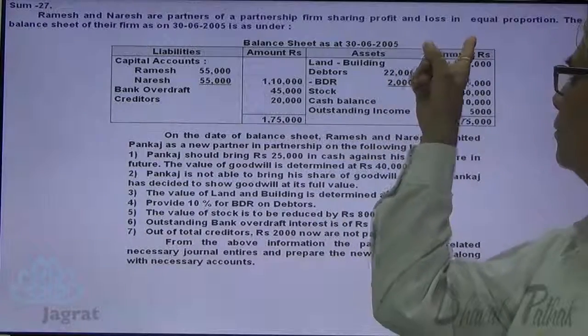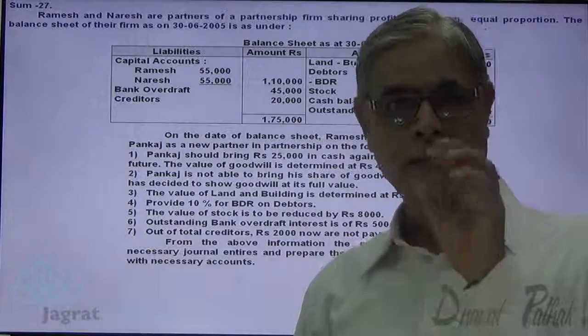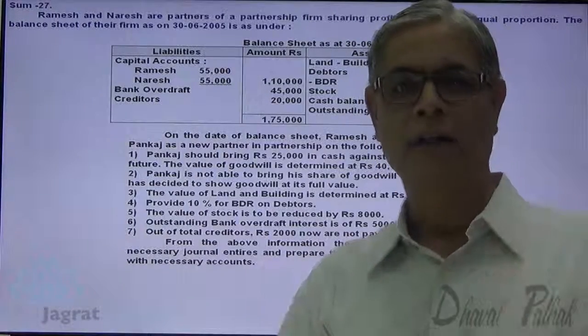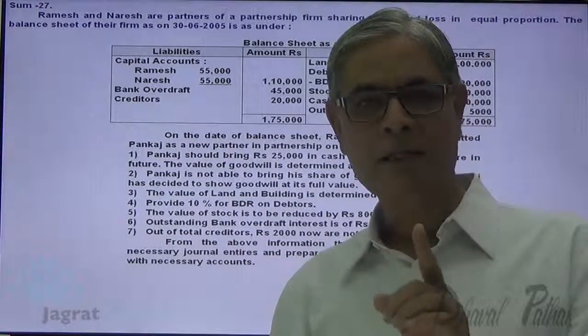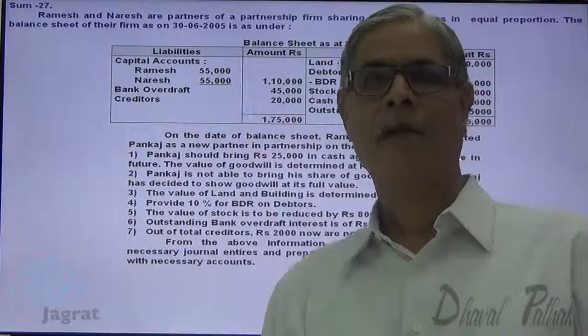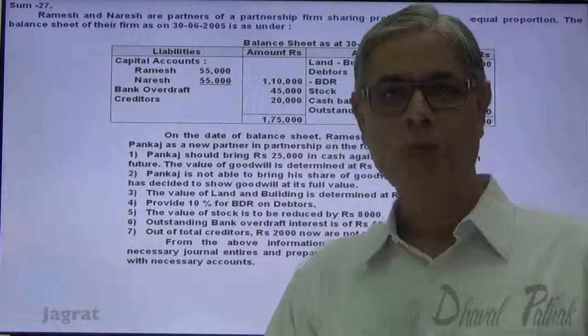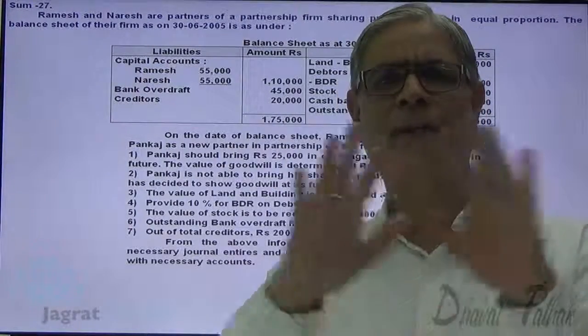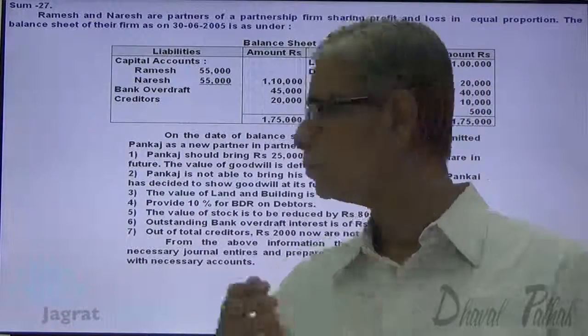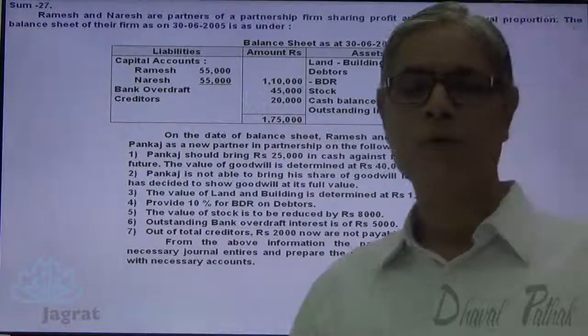Look at the balance sheet. On the asset side, we don't find goodwill. That means goodwill is not reported in the balance sheet, and the book value of goodwill is 0. That's why it is not reported. And its valuation is made at 40,000.